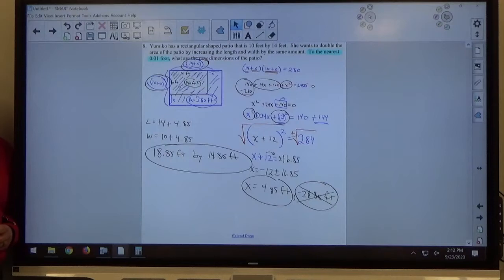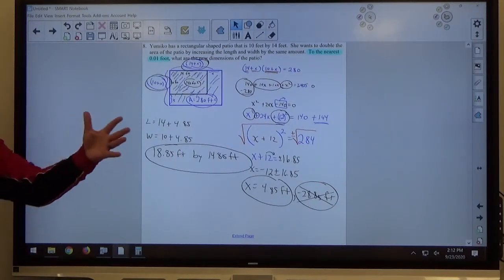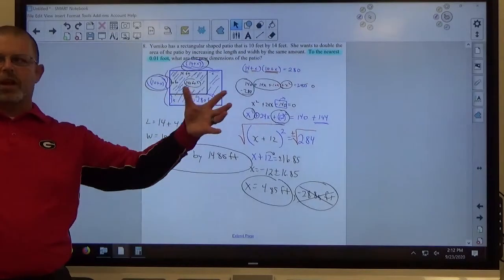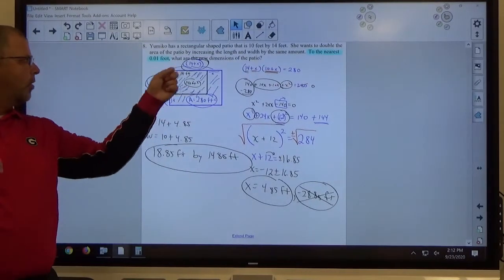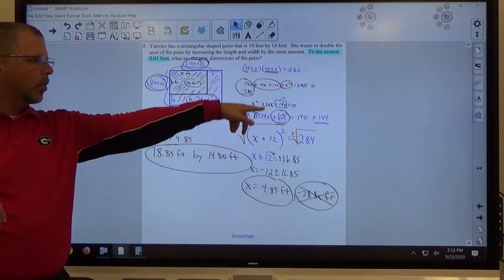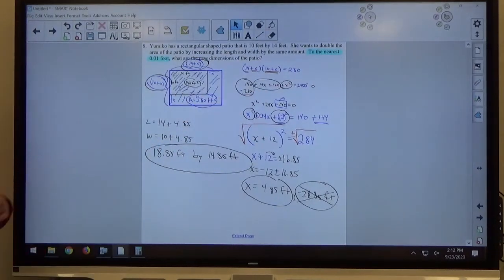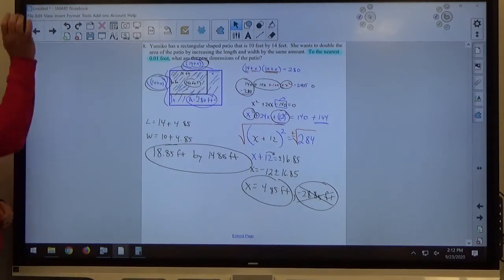Draw a picture, apply whatever they're doing to the picture, and if you're expanding something or decreasing something, call that change x, and use whatever formula to create some sort of an equation to solve for x, and then answer the question. All right.